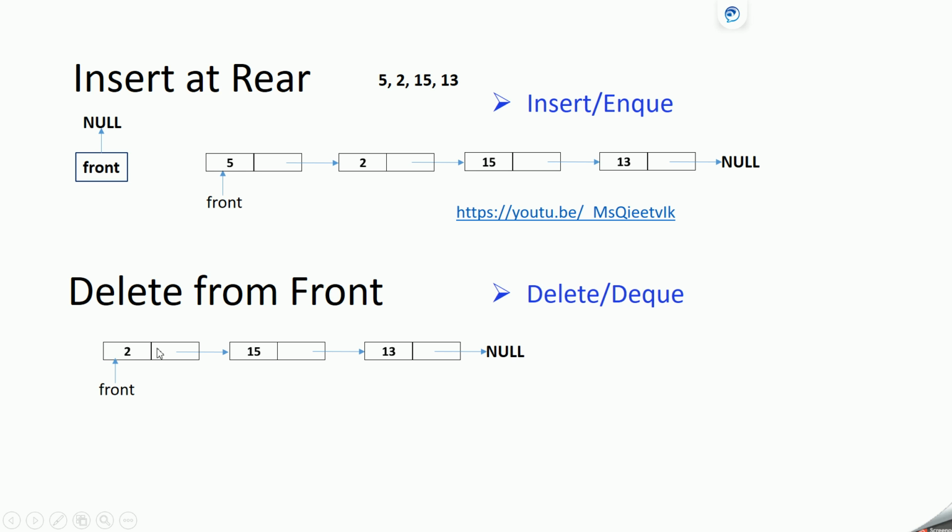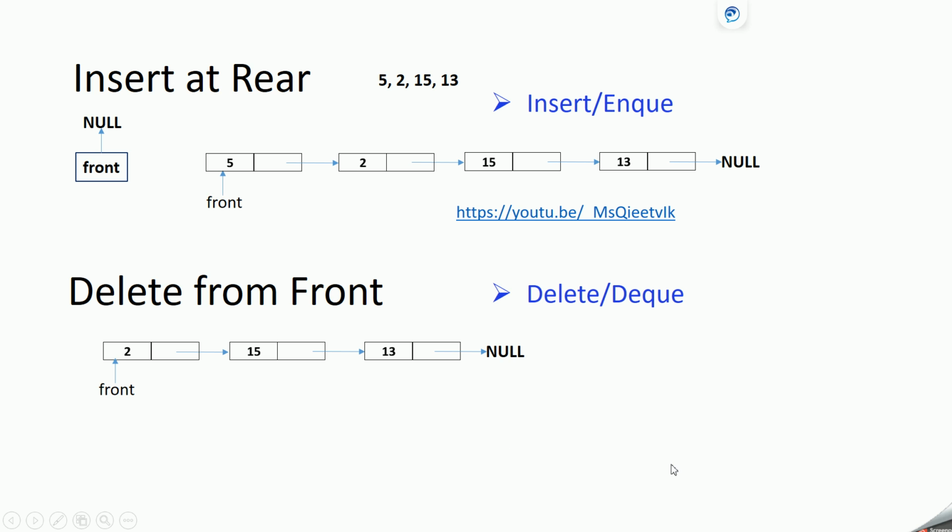If you observe here, this element 5 was added first, and while deleting we are deleting that 5. So here we are able to implement the behavior of queue using linked list, that is, first in first out behavior, because 5 was added first and we deleted it first.